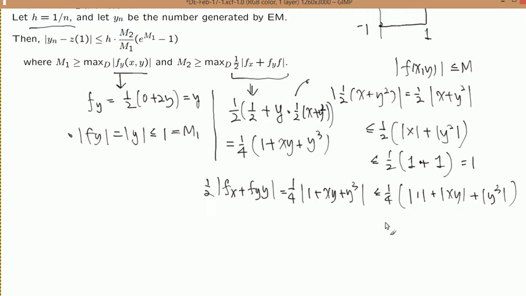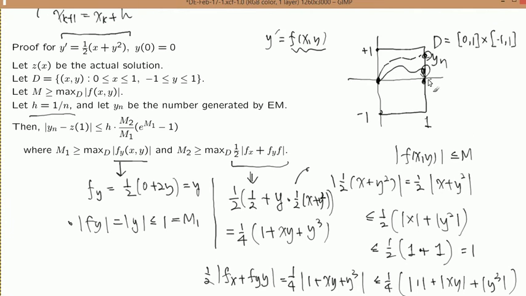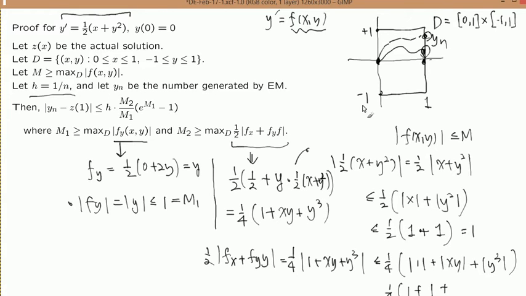So what is this quantity here? 1/4 times 1. What is the maximum value of x times y? The largest x value is 1, and the largest absolute value of y is 1, so it's 1, right? How about y cubed? That's 1. If you cube it, it's all still inside 1. So it's 1, and altogether it's 3/4. That's the number they're talking about, so that goes in there. Let's calculate this one then.